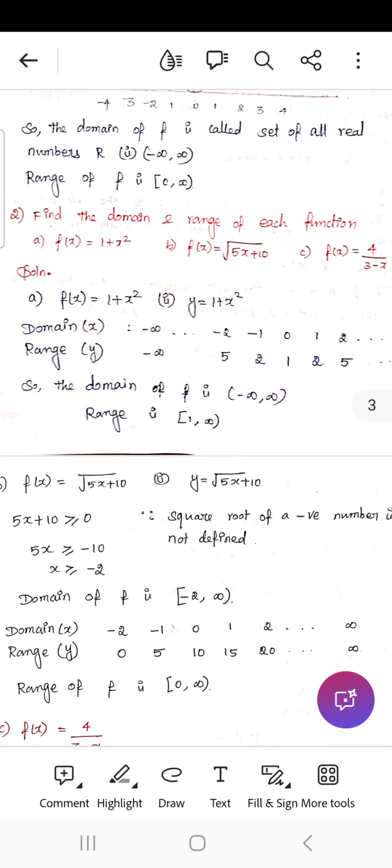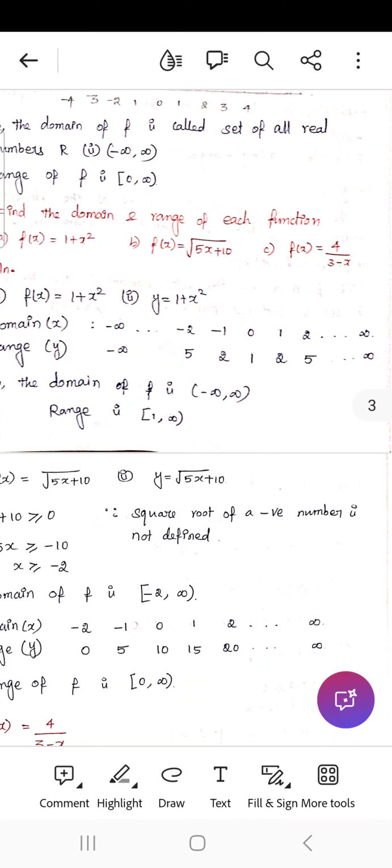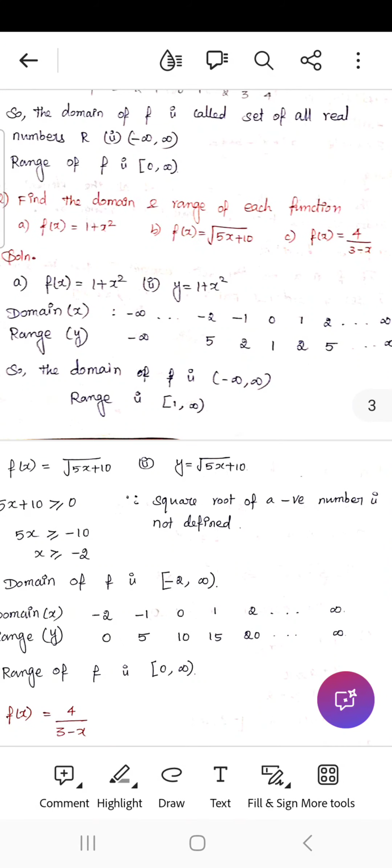Next problem is to find the domain and range of given functions. First problem is f of x equal to 1 plus x square. Domain of x is all the real values of x, that is minus infinity to infinity. For the range of y, substituting all the real values in f of x equal to 1 plus x square, we get the range of y as 1, 2, 5, etc., infinity. So the domain of f is all the real values of x, that is the open interval minus infinity, infinity. Range of y has minimum value 1 and maximum value infinity. Therefore the range is the half open interval 1, infinity.